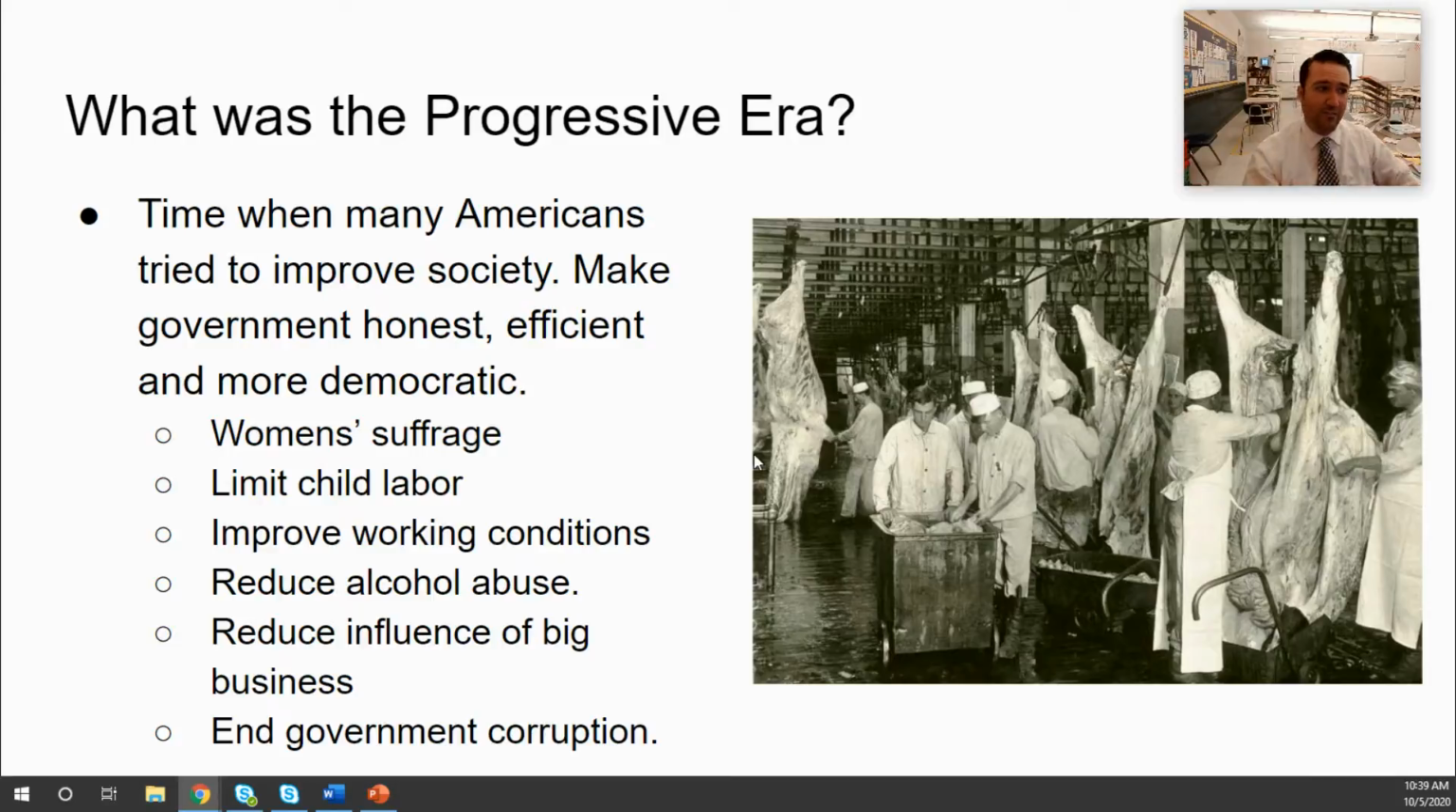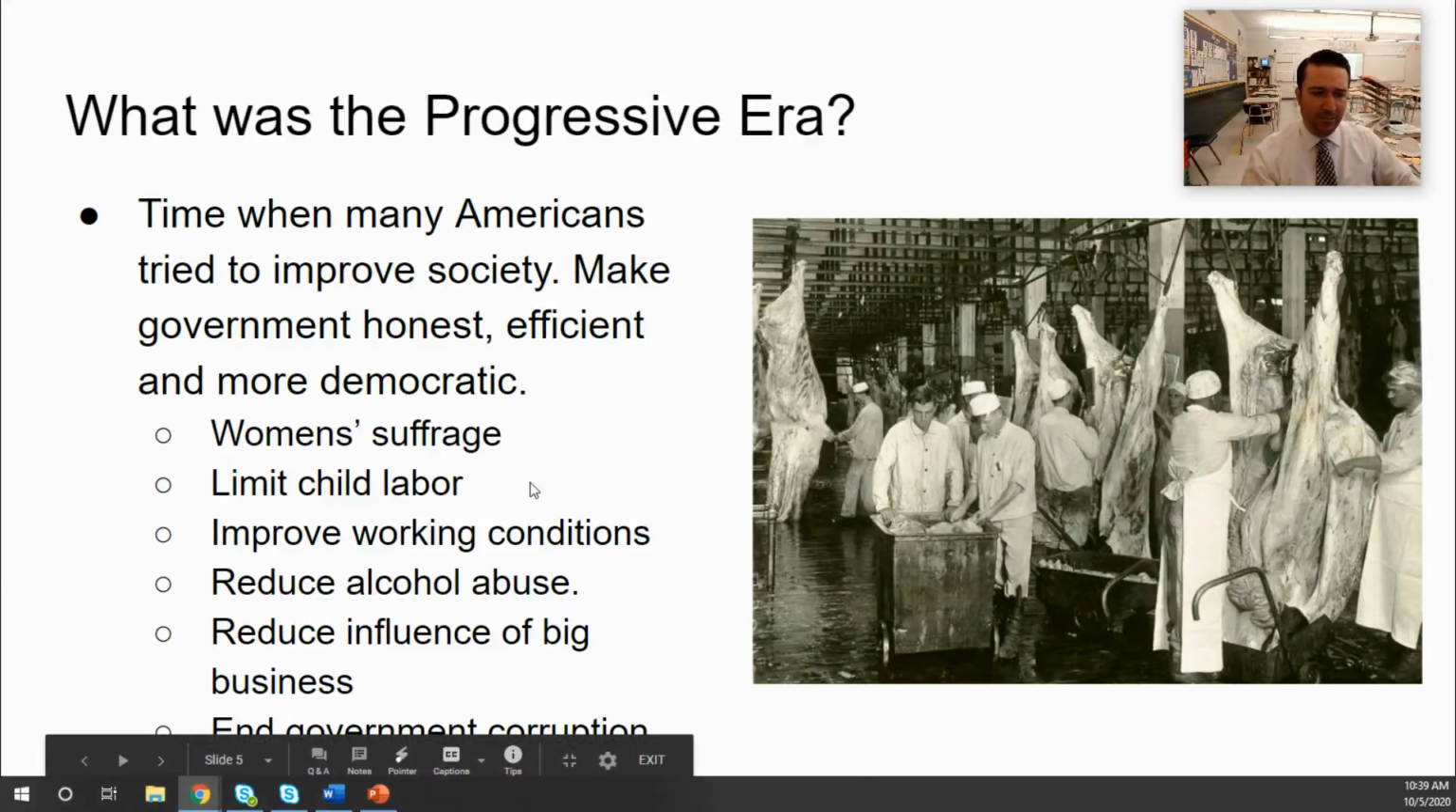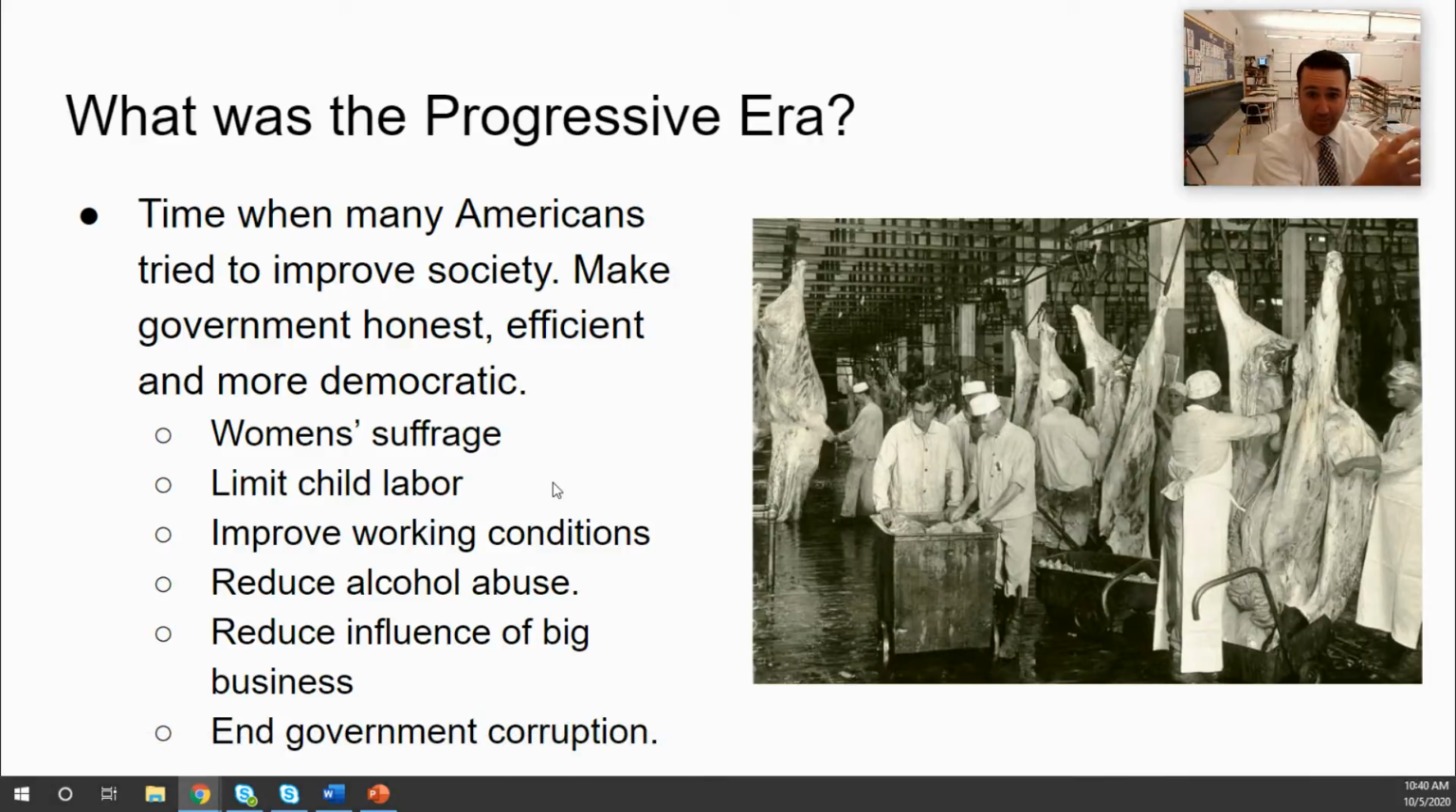So the Progressive Era itself is a time when many Americans are going to try to improve society, and they also want to make government more honest, more efficient, and more democratic. Now, it is important to note that the progressive movement and the progressives themselves are not a unified front where they've collectively taken all of these issues and are fighting for them. It's really more different factions within our country that are fighting for these various reforms and changes that they want to see in business, government, and society as a whole. And you could have certain groups that support one progressive issue, but be very much against another progressive issue.